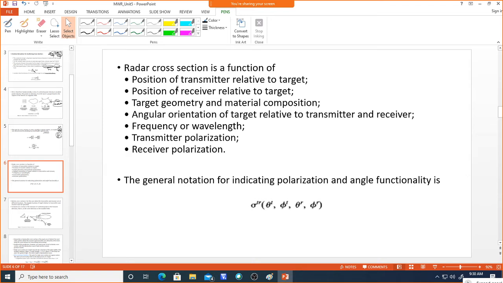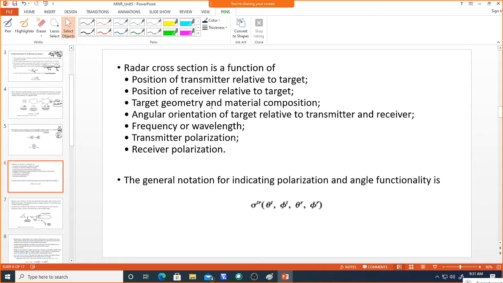Then the position of the receiver relative to the target is also important, for the interception of the target and reflected energy. If you want to get the maximum, the gain of the receiving antenna and its position matter, to perfectly point the antenna beam into the particular direction. So the position of the receiver is also important. And then target geometry and material composition.